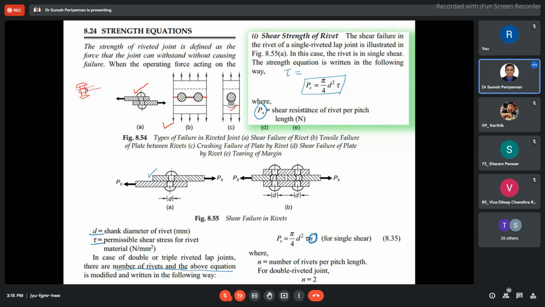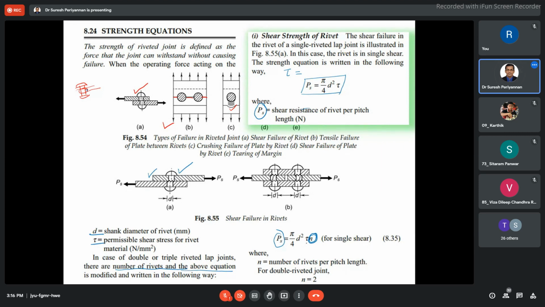The n represents the number of rivets per pitch length. See here, suppose here only one rivet; suppose two rivets, then n is going to be 2. The number of rivets per pitch length is nothing but n. Then we use this formula: our shear resistance PS is equal to pi by 4 d squared into tau multiplied by n, depending on the number of rivets used in the plate. This is especially for a lap joint, single shear.